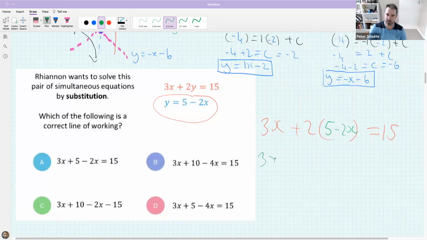Suppose I could expand this. So is there anything? Okay, this is looking good. So 3x plus 10 minus 4x. So clearly the answer would be that.